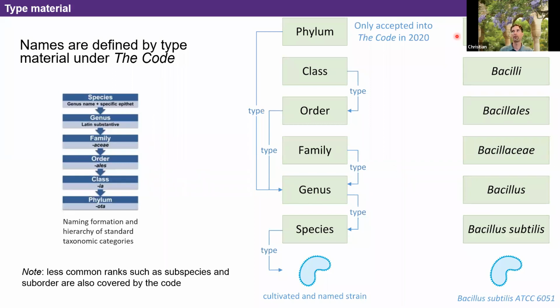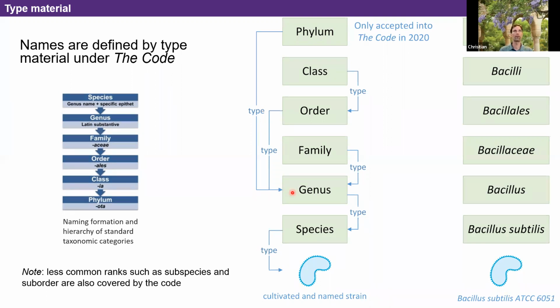Now, why is it Firmicutes? Because before 2020, the code did not include the phylum, so the phylum name did not have to follow the rules. But now, since the rank of phylum is included in the code, it has to follow the rules. What happened then is that the committee sat down and said, okay, how can we make those phylum names work with the new rules? That means that the name is based on the type genus. And that was then decided and published.